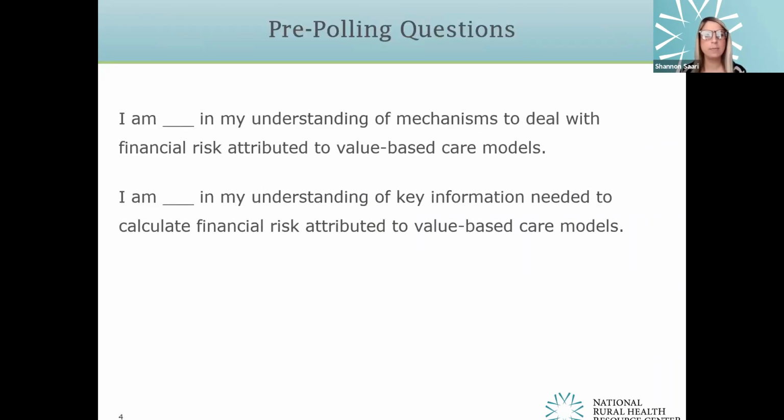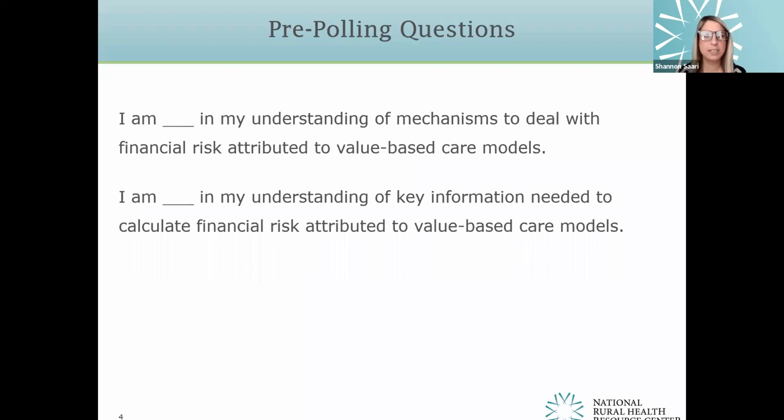Next slide, please. We have 2 pre-polling questions that we would like you to answer before we get started on today's session. Please pull up the first polling question. I am confident to unconfident in my understanding of mechanisms to deal with financial risk attributed to value-based care models. And then please give a couple more seconds and then close out the poll, please. So it looks like 30% are somewhat confident, 35% are neutral, 30% are somewhat unconfident, and 4% are confident.